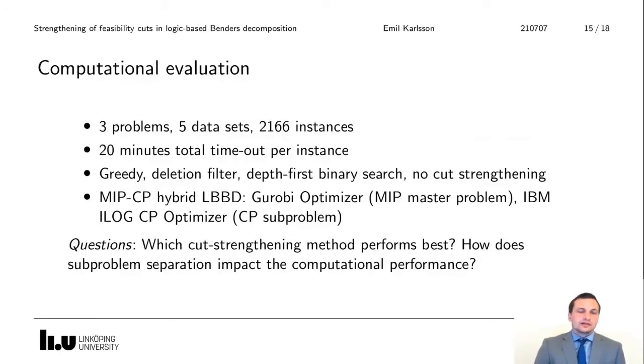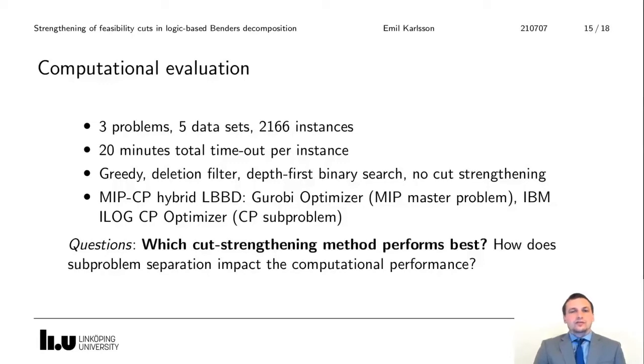The computational evaluation that we have made is done on three problems with five datasets with a total of 2,166 instances. We have a 20-minute total timeout per instance, and we apply the three cut strengthening algorithms as shown previously, together with doing no cut strengthening at all. The approach is a MIP-CP hybrid logic-based Benders decomposition, where the MIP master problem is solved using Gurobi Optimizer and the CP subproblem is solved using IBM ILOG CP Optimizer. The question we want to ask is, which cut strengthening method performs best, and how does subproblem separation impact the computational performance? I will show some plots on this first part.